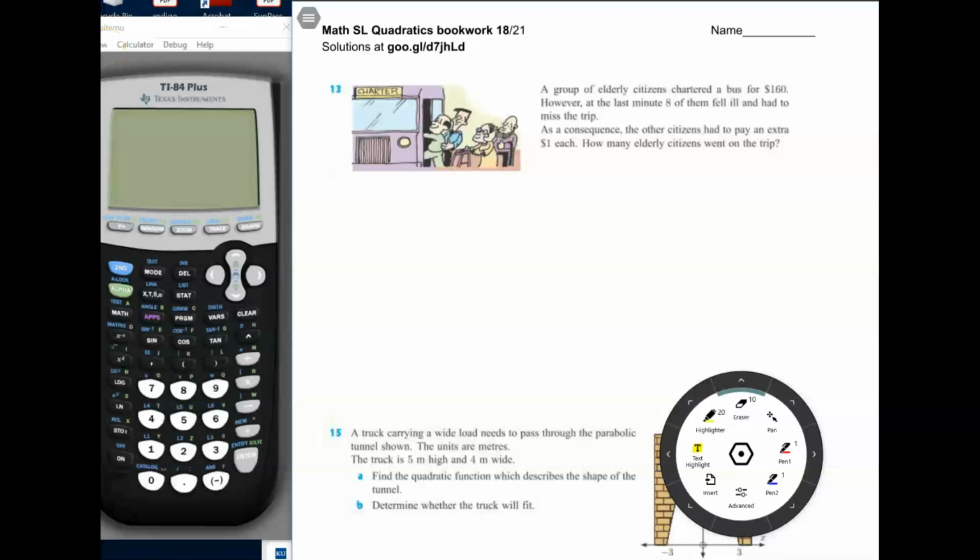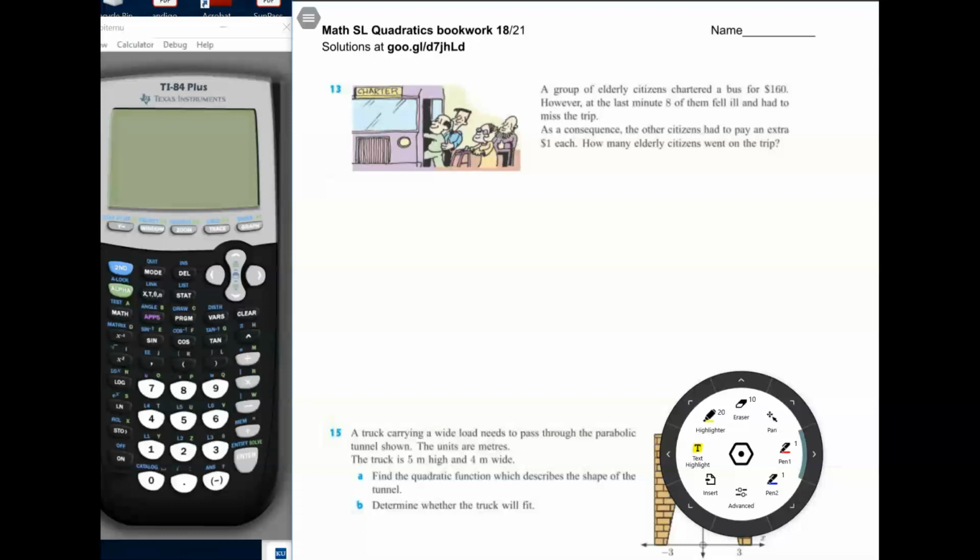Okay, page 18, number 13. A group of elderly citizens chartered a bus for $160. However, at the last minute, 8 of them fell ill and had to miss the trip. As a consequence, the other citizens had to pay an extra $1 each. How many elderly citizens went on the trip?